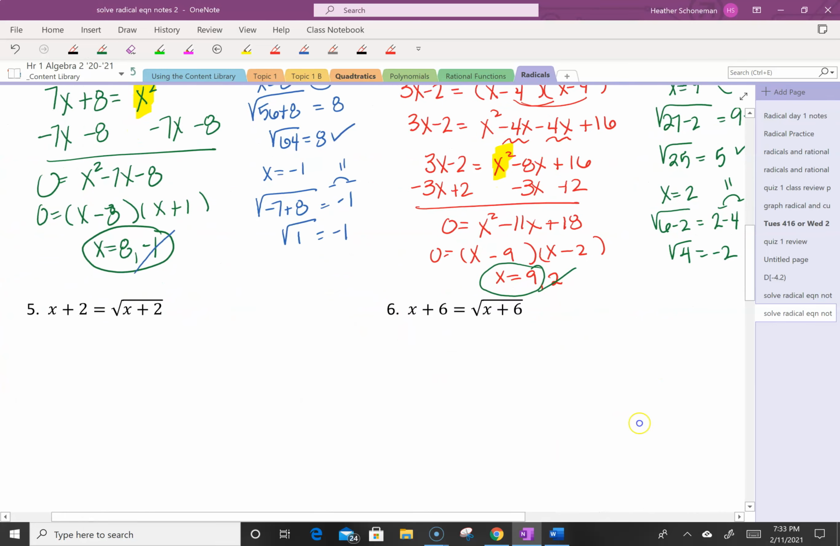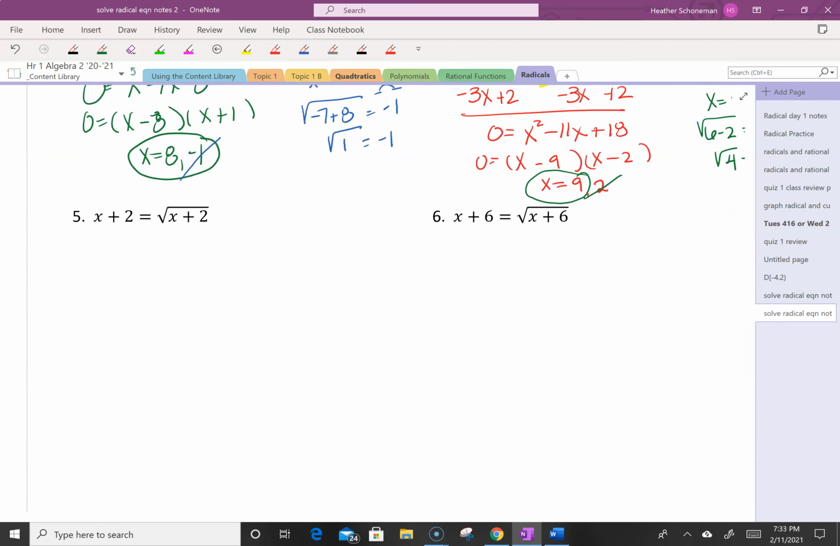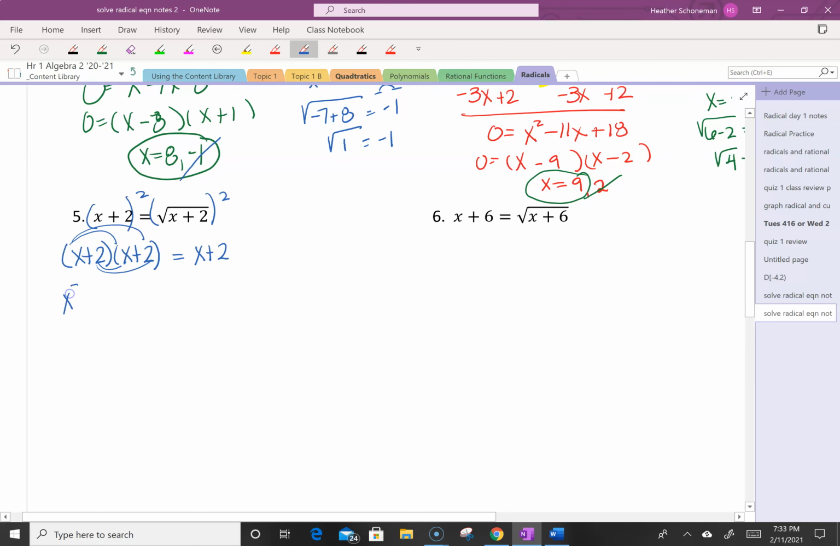All right, let's try that again so we can practice all the different things. So on number 5, I've got the radical by itself, so I'm going to square both sides. And when I do that, on the left, I get x plus 2 times x plus 2. On the right, the radical cancels, and I just get x plus 2. So over here, distribute or FOIL: x squared plus 2x plus 2x plus 4. On the right, x plus 2. Any equation you ever get, don't do anything until you've combined like terms. So I've got x squared plus 4x plus 4 equals x plus 2.